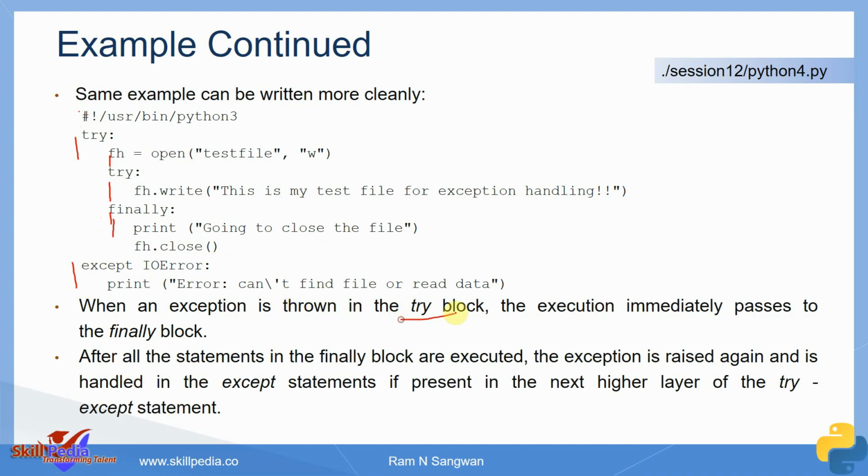When an exception is thrown in the try block, the execution immediately passes to the finally block here. After all statements in the finally block are executed, the exception is raised again and is handled in the except statement, if present, in the next higher layer of the try except statement. That is why this will handle it. If there was an exception, it will be handled here also. But this way, whether an exception was there or not, this will be executed. We are catching the error, executing the cleanup, and handling that error gracefully.